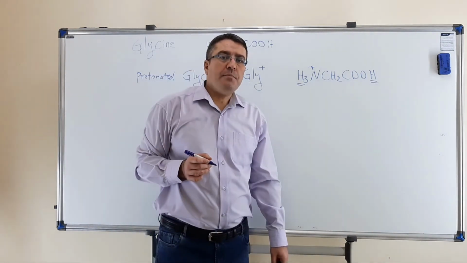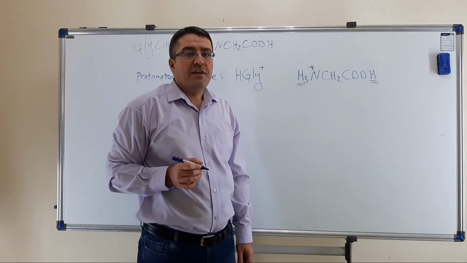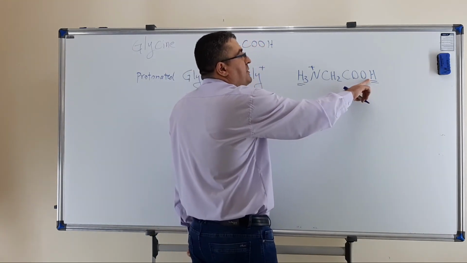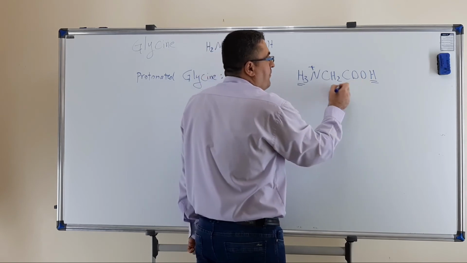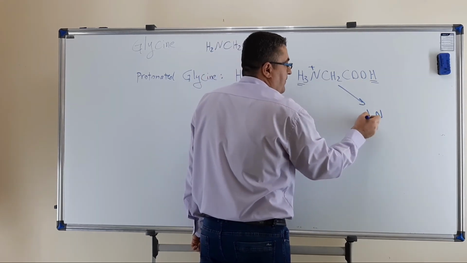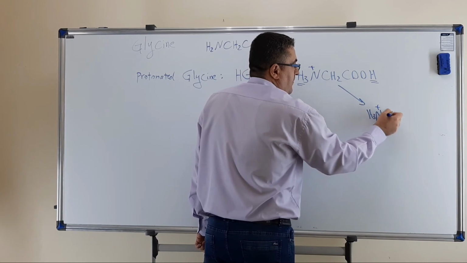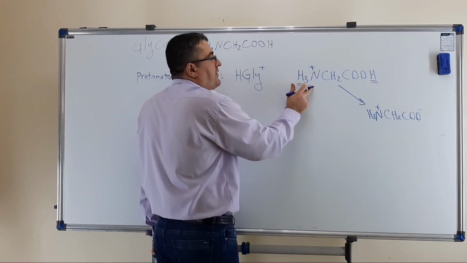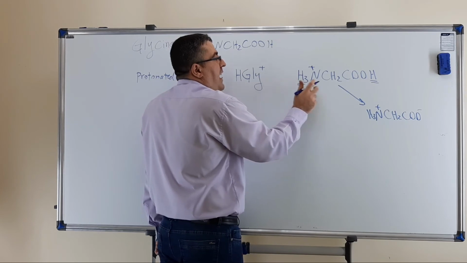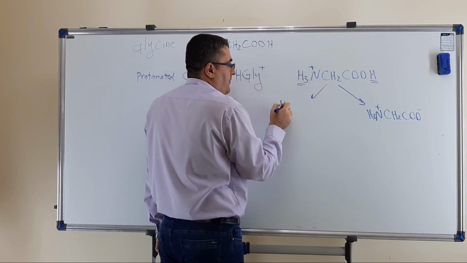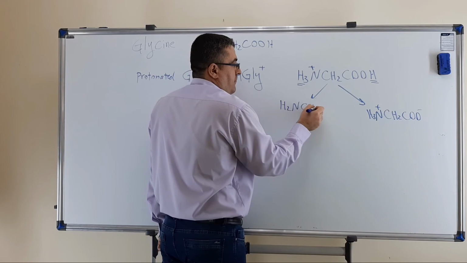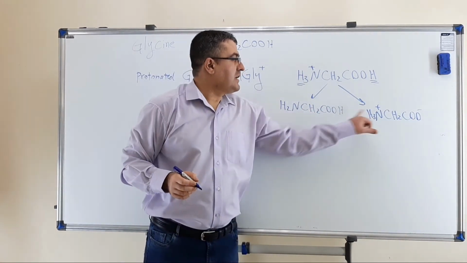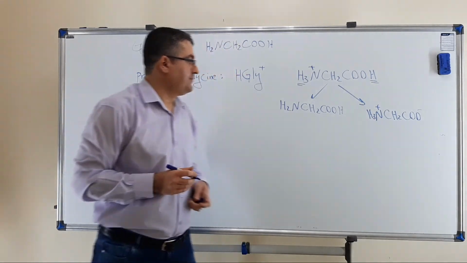Their separation produces different products. Separation of the ionizable hydrogen of the carboxy group produces this, while separation of the ionizable hydrogen of the amino group produces this. And these chemical species are different.